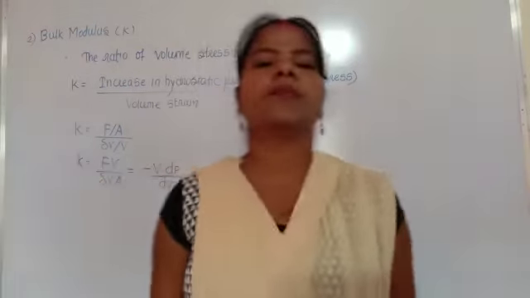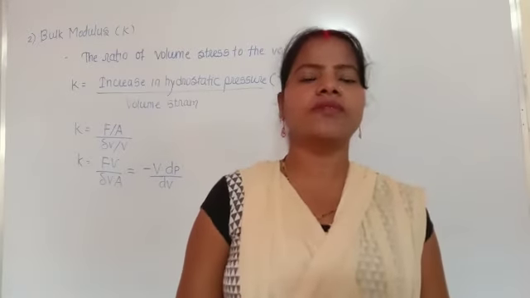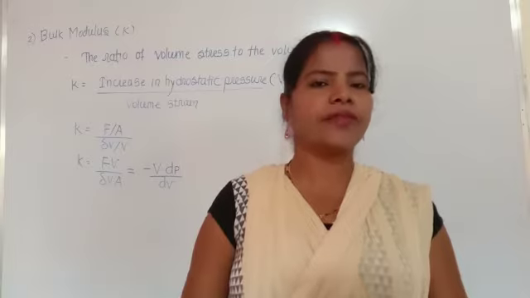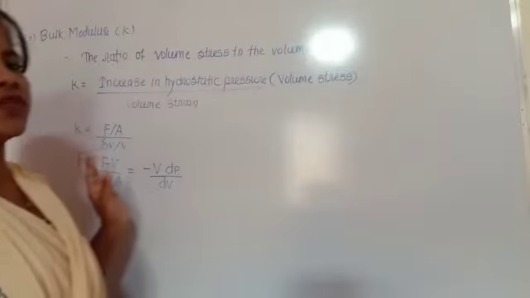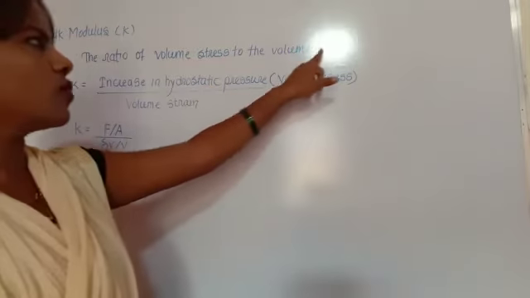Hello, good morning. In the previous class, we started the moduli of elasticity. There are three types of modulus of elasticity. The first one is Young's modulus, denoted by the letter Y. The second is the bulk modulus, which we already explained in the previous class. That is the ratio of volume stress to the volume strain.